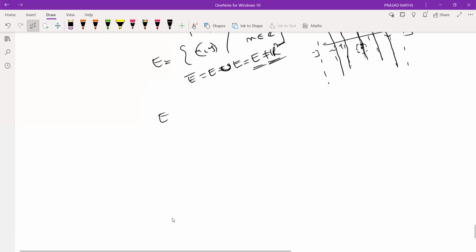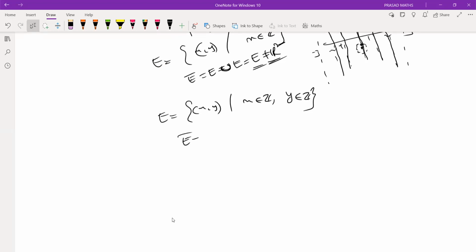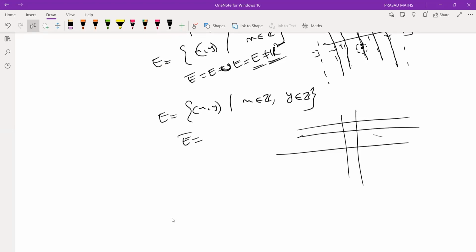Suppose you take this same strategy, but I extend the idea. Suppose X is an integer and Y is also an integer. Is it dense in R? No, it is not dense. The same strategy applies. This is my figure: 1, 2, 0, -1, -2.